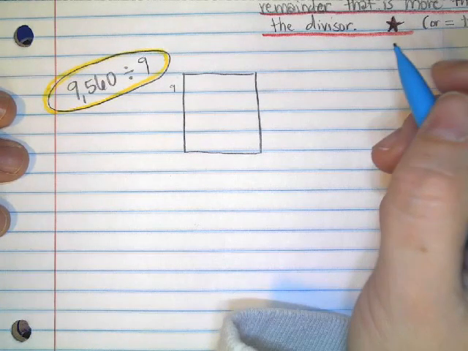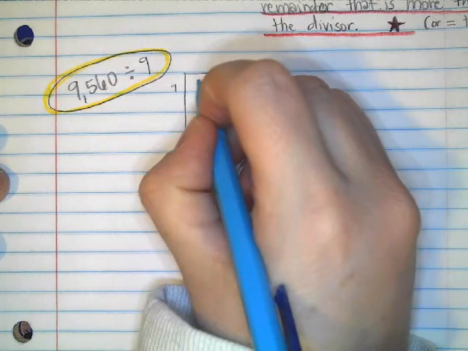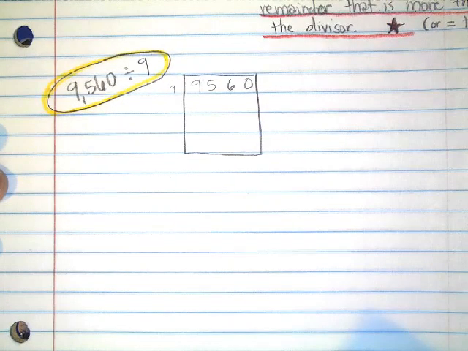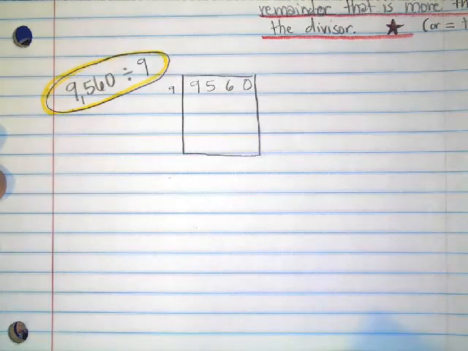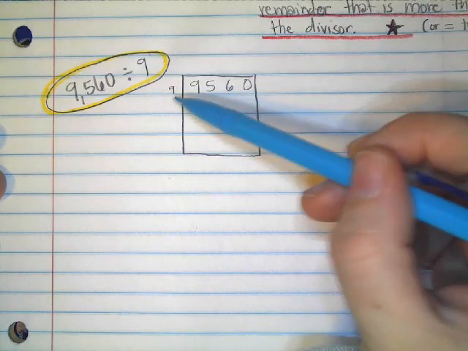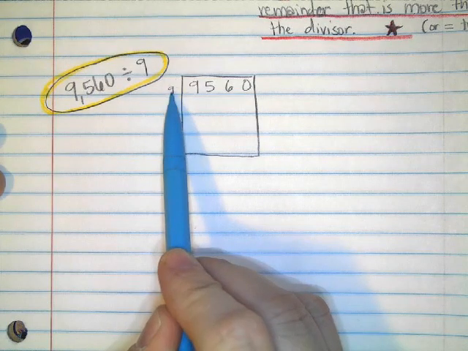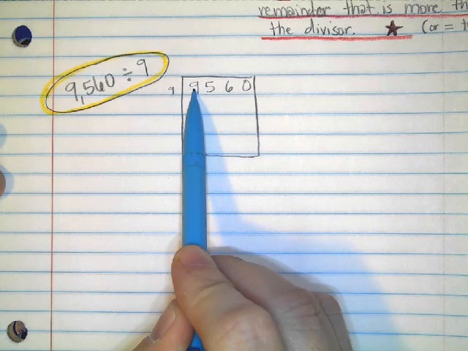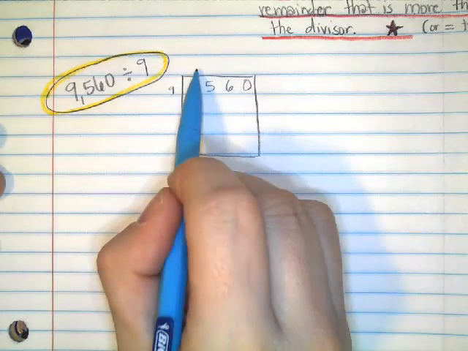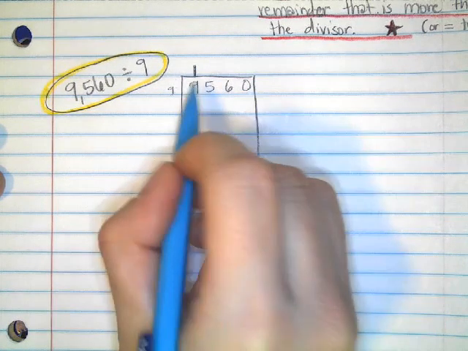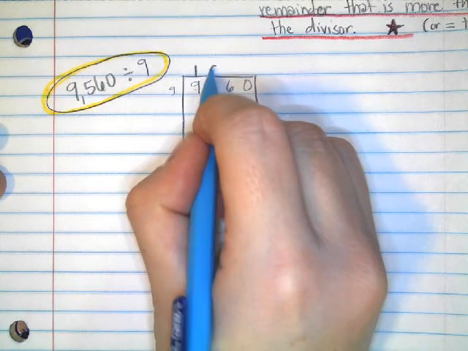The divisor is 9. The dividend is 9560. Space all the numbers out right at the top. And go through the division process. 9 will go into 9. So that is where the first number goes. 9 goes into 9 once, so you write a 1 above the 9.